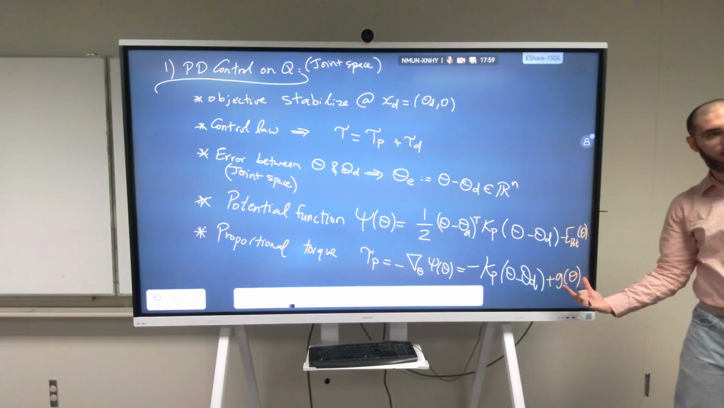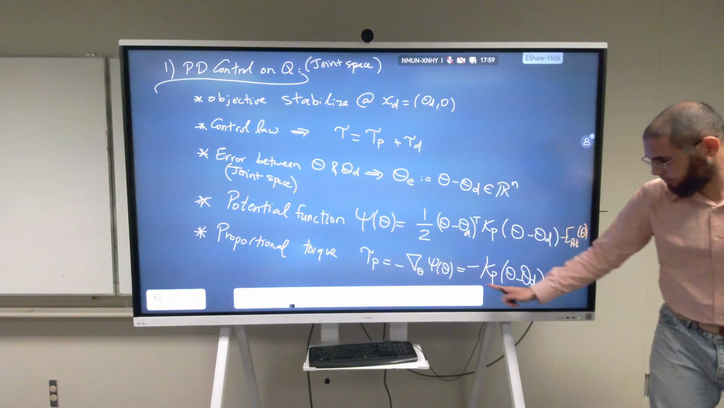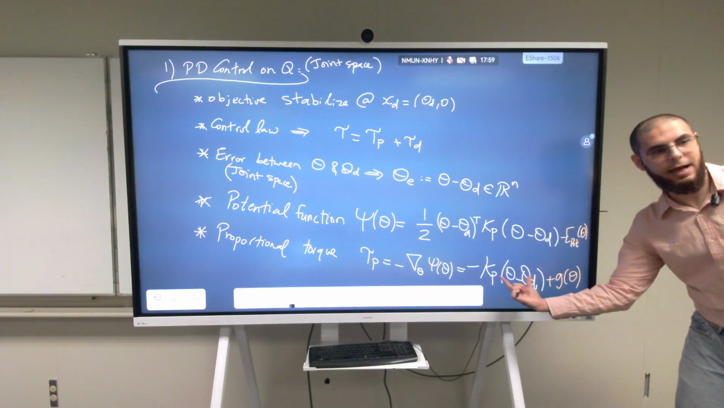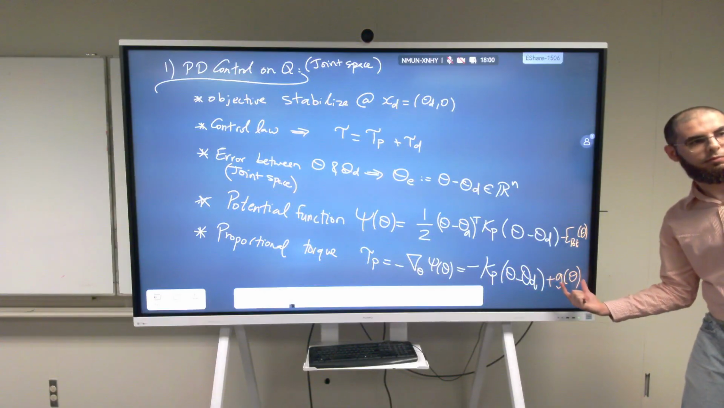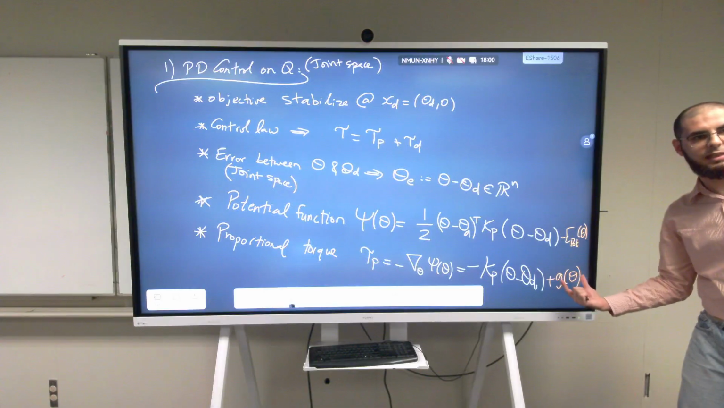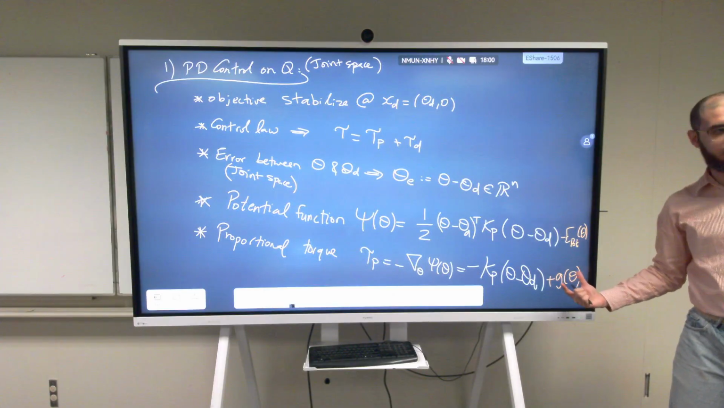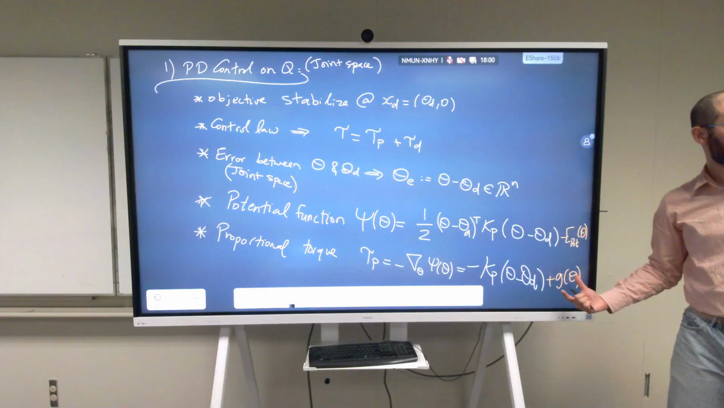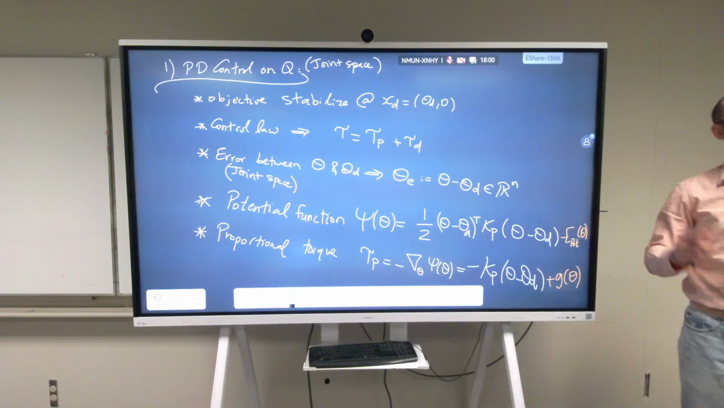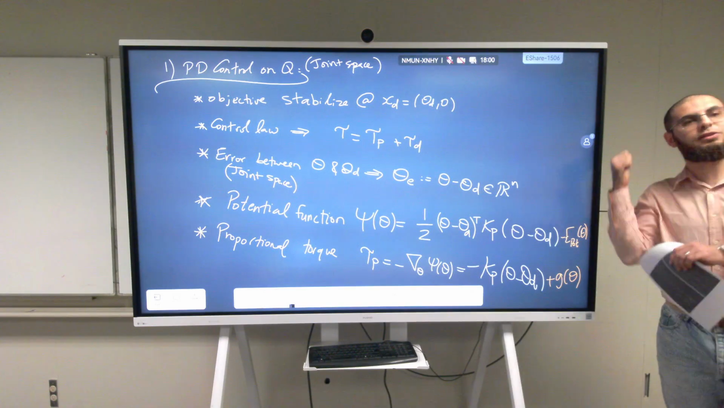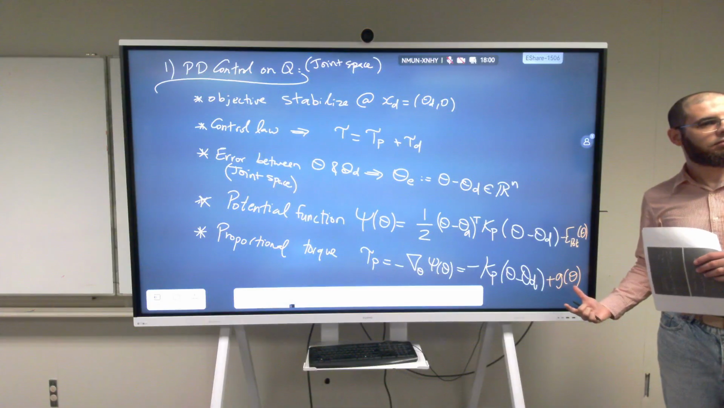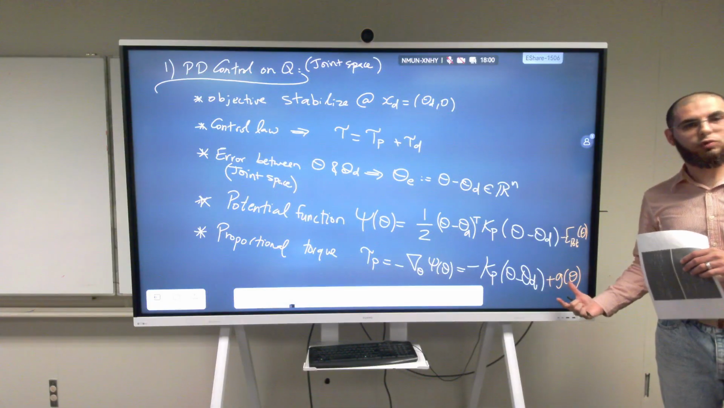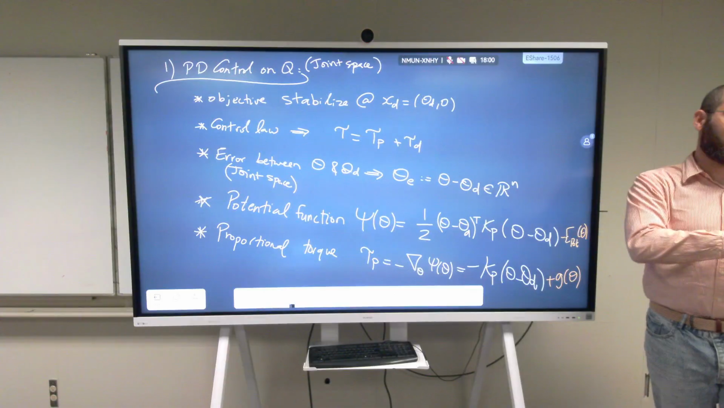So in the end, if you look at this control law, I have a proportional term, but I also have, what is this term called? Does anyone know? Okay, can you think of something? Gravity torques? We don't call it gravity torque, because the gravity torques are the ones that are acting on the system. Usually we call this the gravity compensation torque.